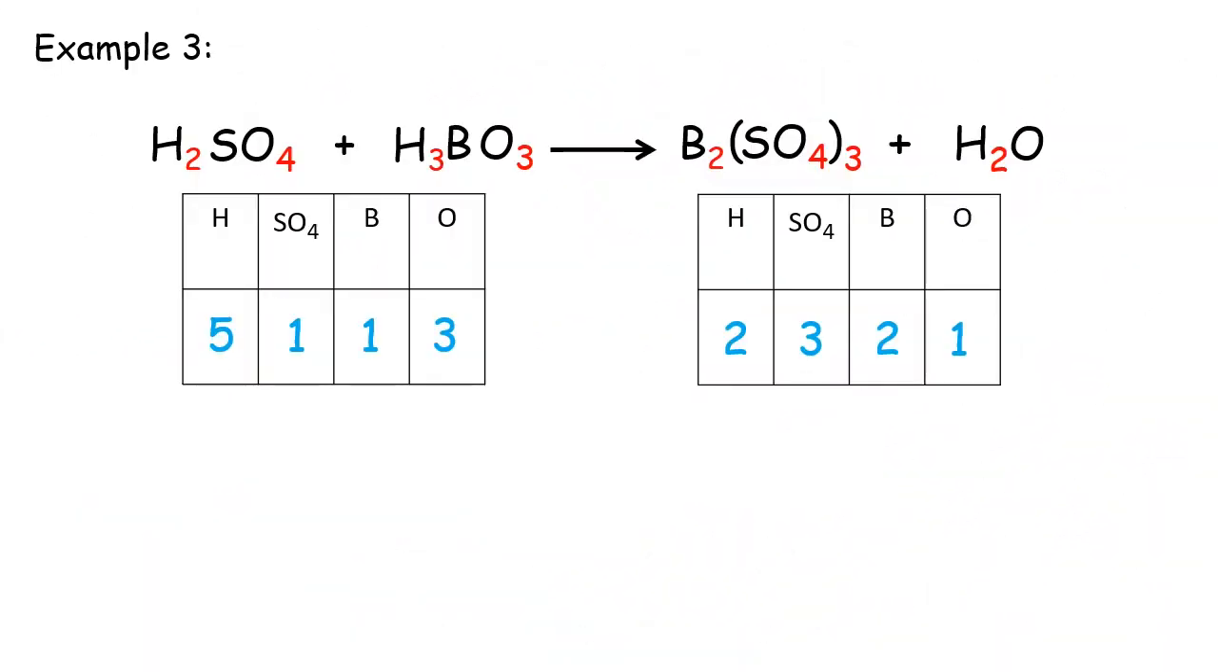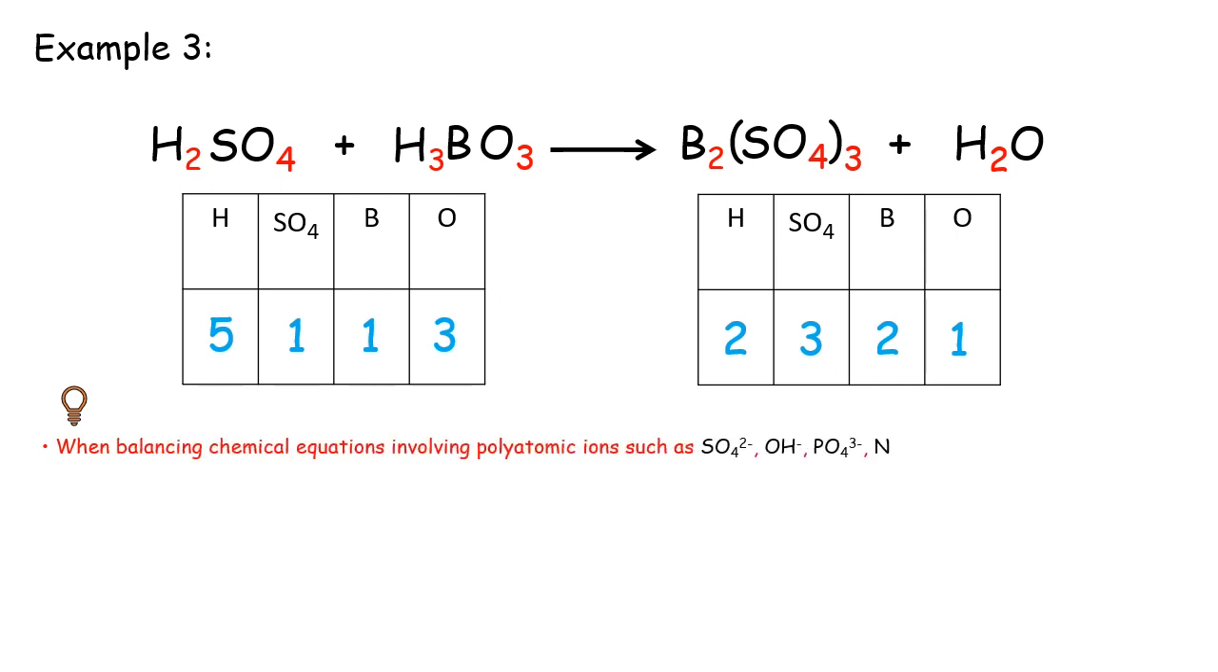Before we start on our third example, let me discuss a very helpful tip regarding polyatomic ions. When balancing chemical equations involving polyatomic ions such as sulfate, hydroxide, phosphate, ammonium, and carbonate, it is best to treat any of these ions as one group or as one distinct unit. For more examples of polyatomic ions, refer to any general chemistry textbook. Treating a polyatomic ion as one unit makes it less complicated and easier for us.